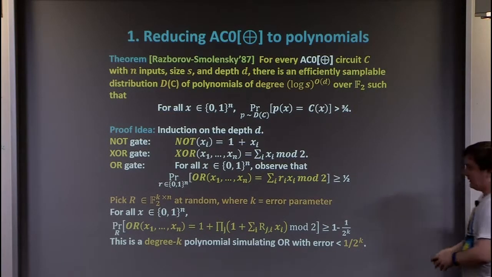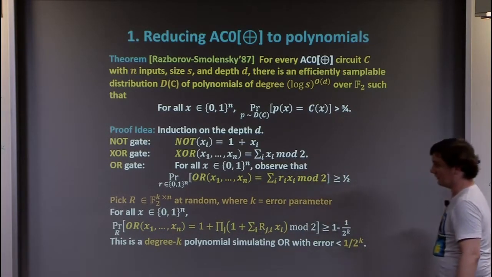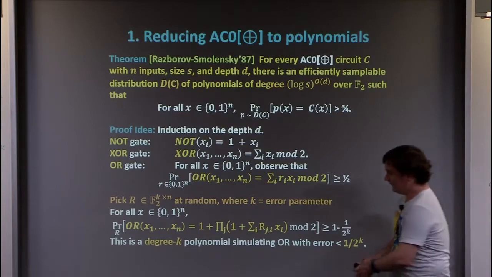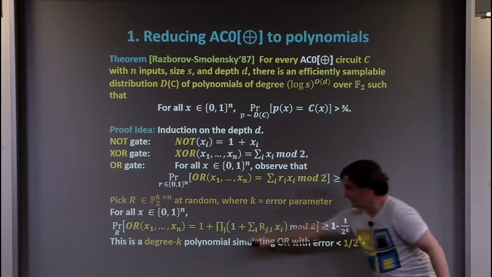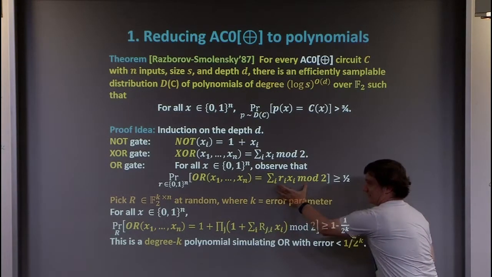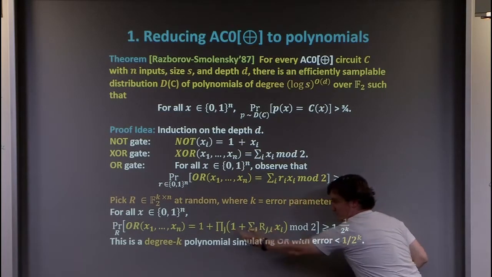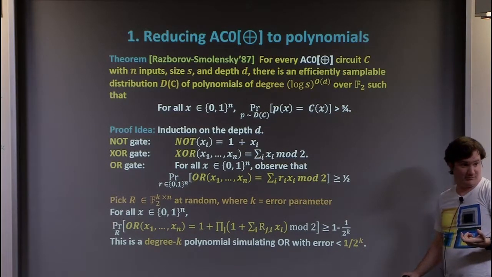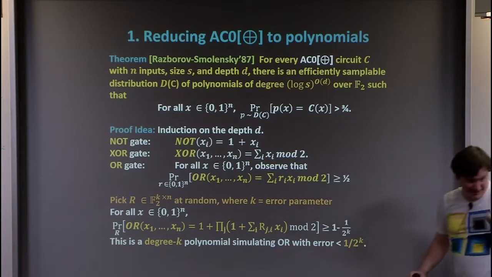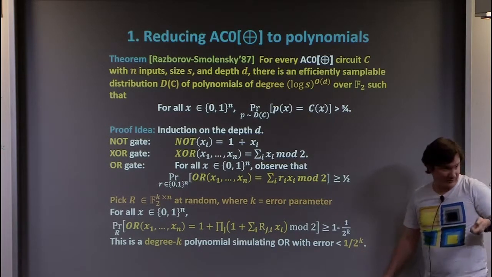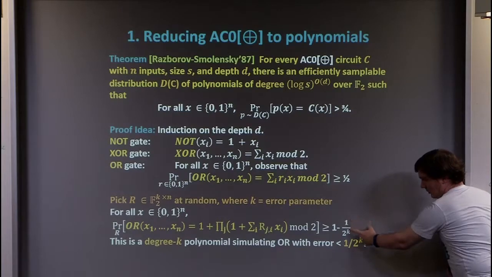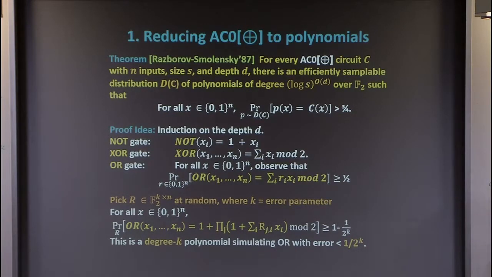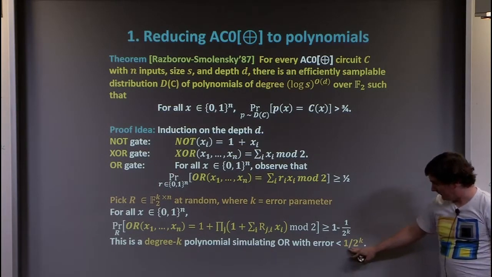Now suppose the OR happens to be 1. Then each of these has a 1/2 chance of turning out to be 0, because this has a 1/2 chance of agreeing with OR, and when I add 1 to it, it has a 1/2 chance of turning out to be 0. So I'm taking a product of k independent things, each of which has a 1/2 chance of being 0. So I have only 1 over 2 to the k probability of error. So this is a degree k polynomial simulating OR with error at most that.